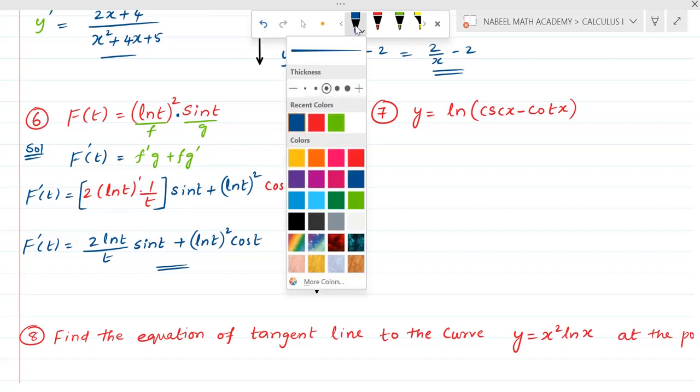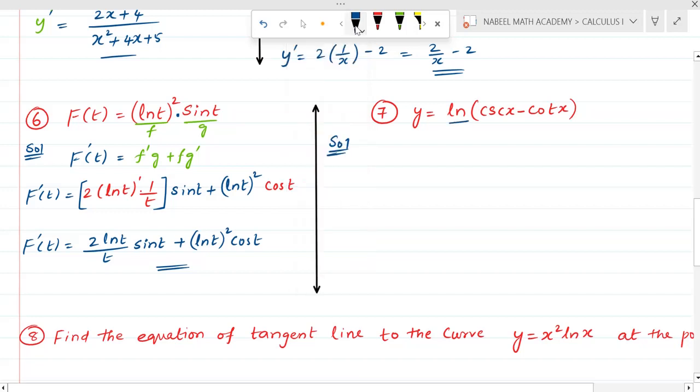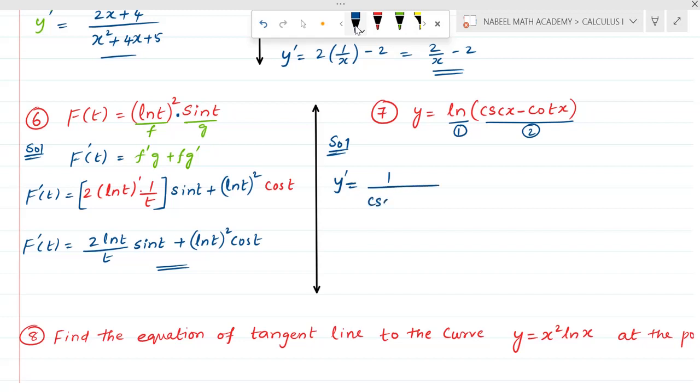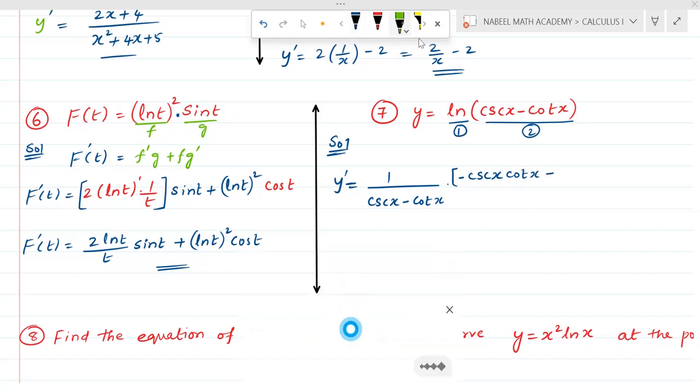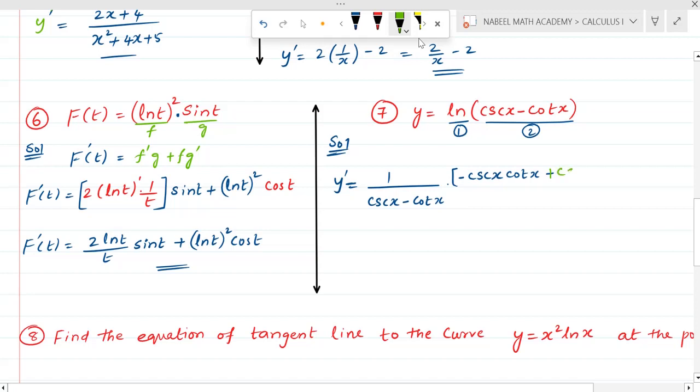So here it is a chain rule. Why? Because it is a function of a function. So I will use this one as the first and this one as the second. Let us check. So it's a chain rule. Y prime is equal to, first, if I differentiate ln, 1 over cosec x minus cotan x, times, what is the differentiation of this part? Cosec differentiation is minus cosec cotan. And here, what is the differentiation of the cotan? It is minus of minus, plus cosec square x.